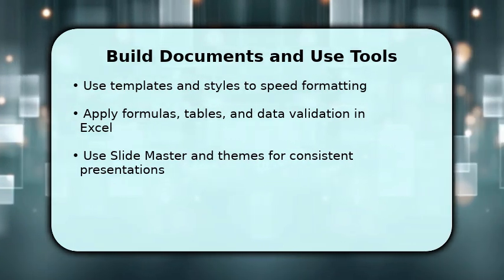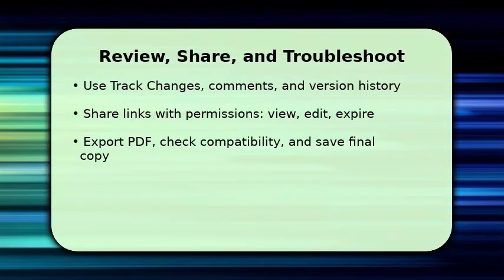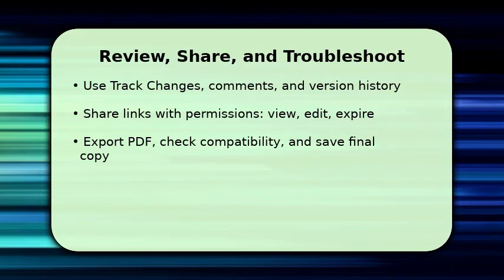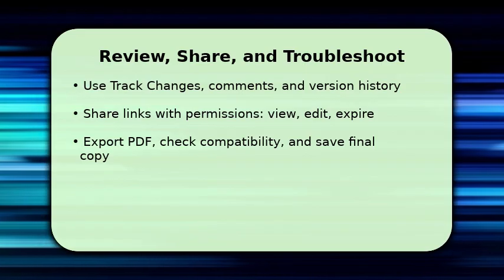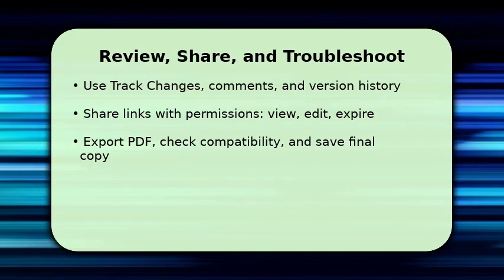You finish by reviewing with track changes and comments, and then use version history to confirm the final state. This preserves edits and accountability. Once done, share a OneDrive link with precise permissions, choose View or Edit, and set expiration if needed. Export a PDF for distribution and run compatibility checks for older Office versions. If something breaks, restore a previous version from OneDrive. That single troubleshooting tip fixes most issues and lets you recover without redoing work.